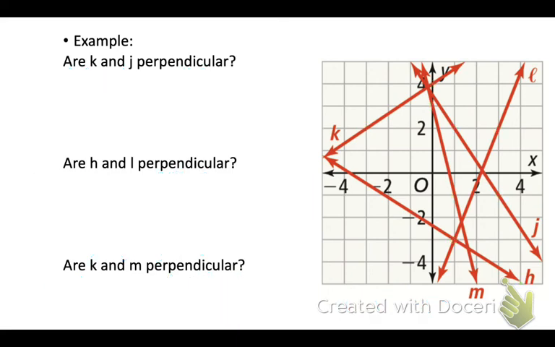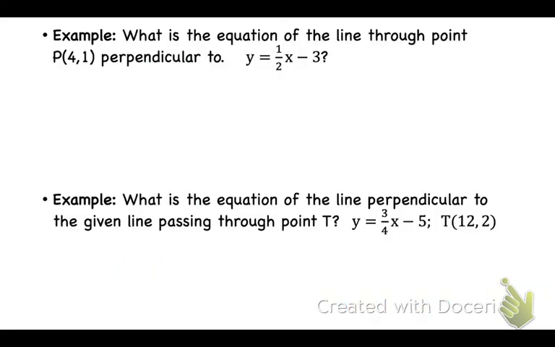Okay, so now we're going to do the same thing we did with parallel, but we're going to do it with perpendicular. So we're going to identify the slope. It says a perpendicular line through this. Okay, so what is my slope? 1/2. Okay, so my slope is 1/2.